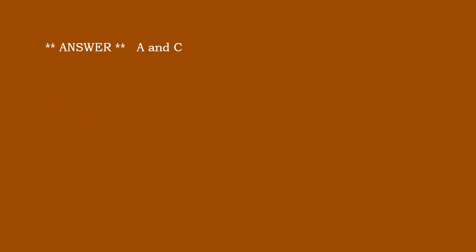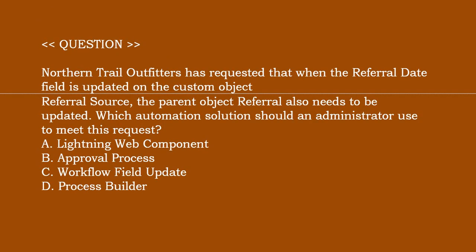Northern Trail Outfitters has requested that when the referral date field is updated on the custom object, referral source, the parent object referral also needs to be updated. Which automation solution should the administrator use to meet this request? Option A, Lightning Web Component. Option B, approval process. Option C is workflow field update. Option D is Process Builder. Correct answer is option D.